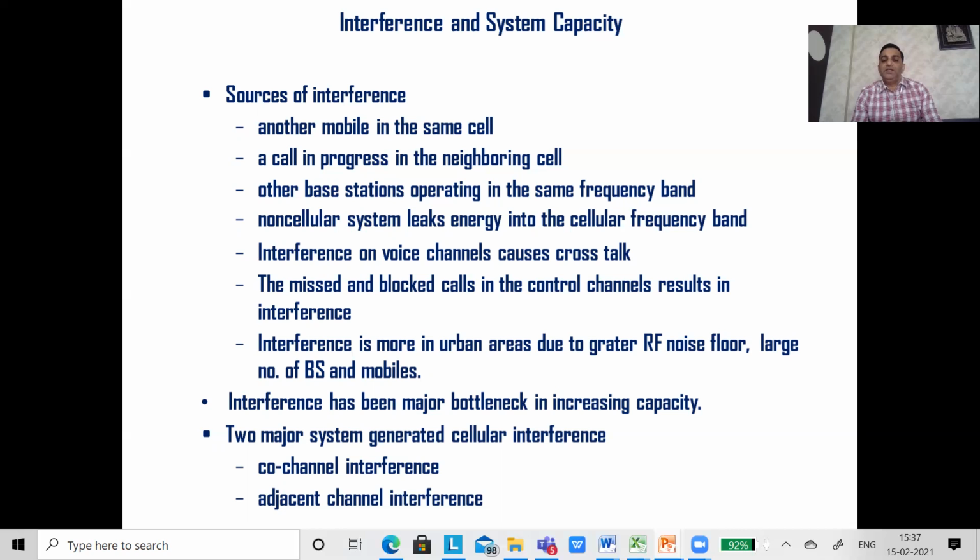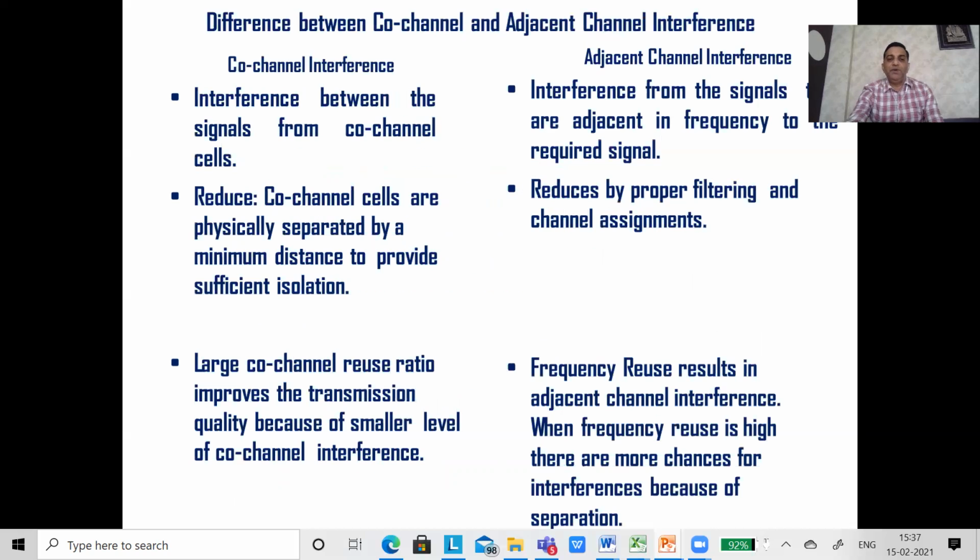Interference has been a major bottleneck in increasing capacity. So this interference will also affect the capacity of the cellular system. There are basically two major system-generated cellular interferences we will come across. One is co-channel interference and the other is adjacent channel interference. Let's have a look at the difference between them.